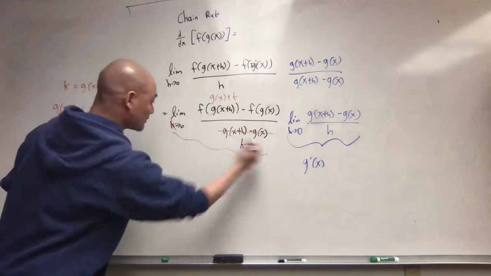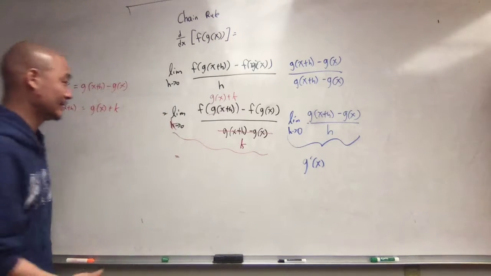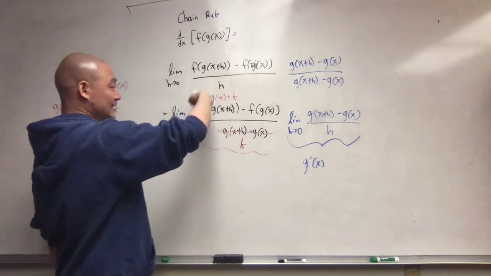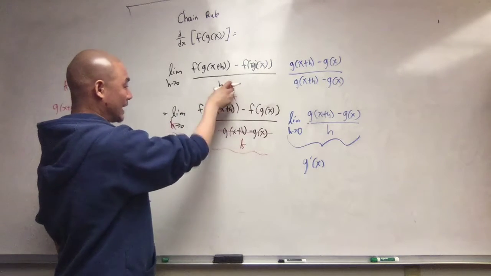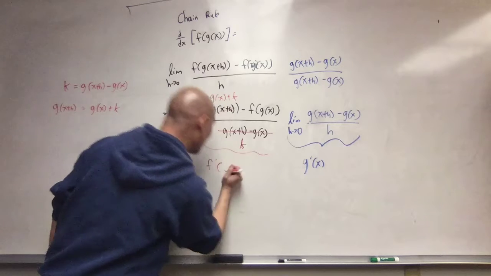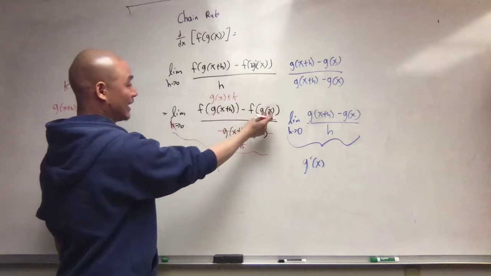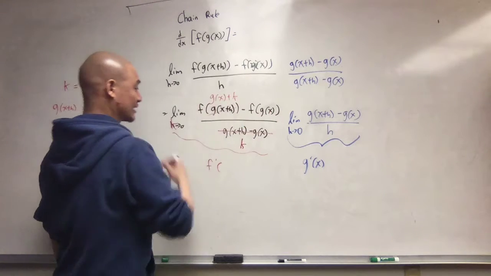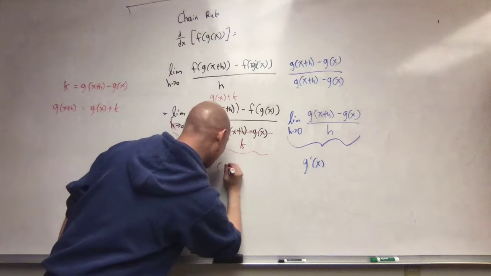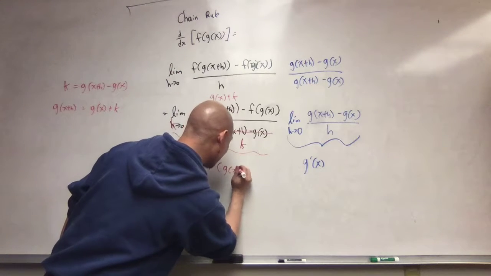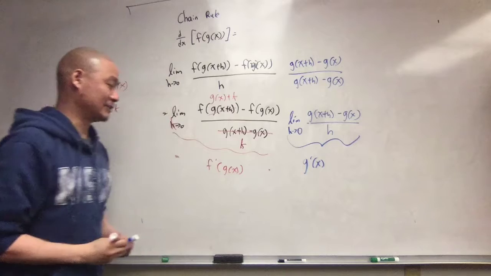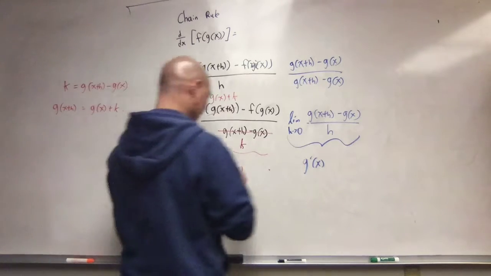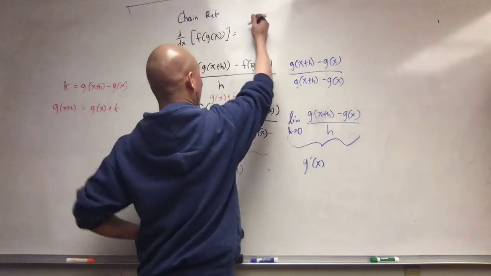And this thing gives me a whole new limit, and I get to say that this thing is f prime, but instead of at x here, I have g of x plus k. I get f prime of g of x times g prime of x. And that is what we call the chain rule.